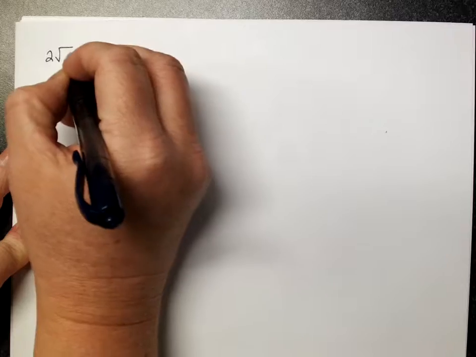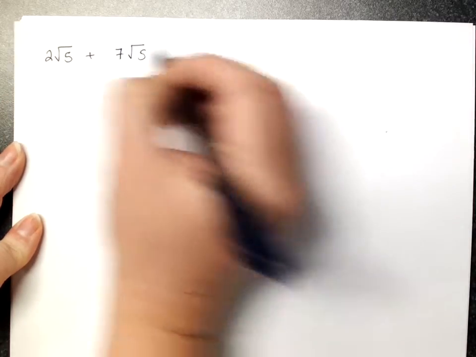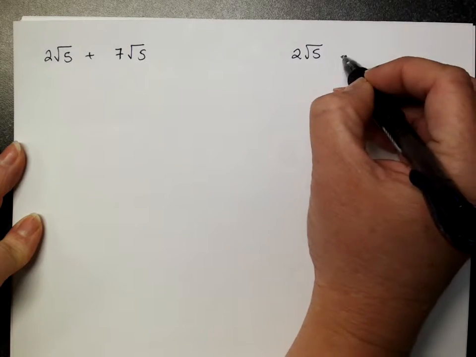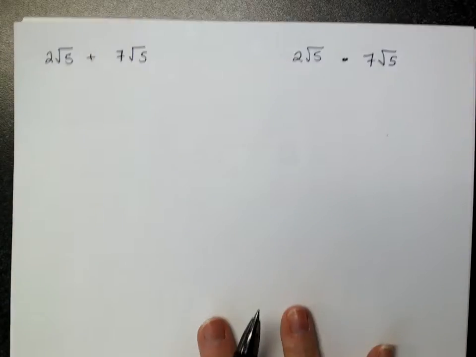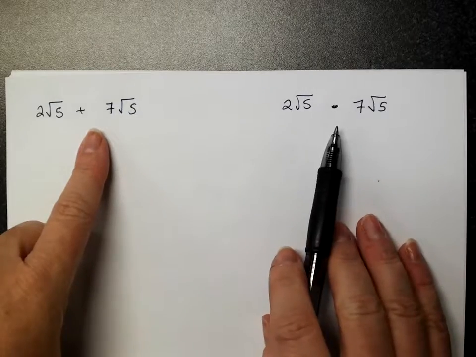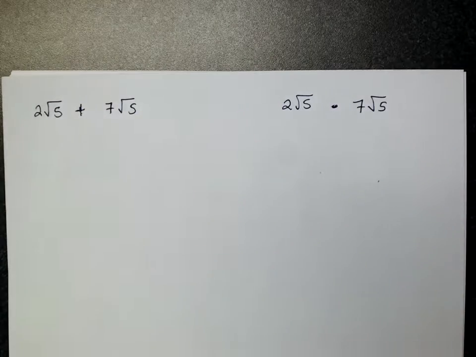For example, if you had 2 square root of 5 plus 7 square root of 5, or if you had the same terms, 2 square root of 5 times 7 square root of 5. You want to be very, very cautious and aware of when you see a problem you're supposed to simplify. Your first thing your brain should go to is what's the operation, because that changes everything. The rules are different for addition as they are for multiplication.